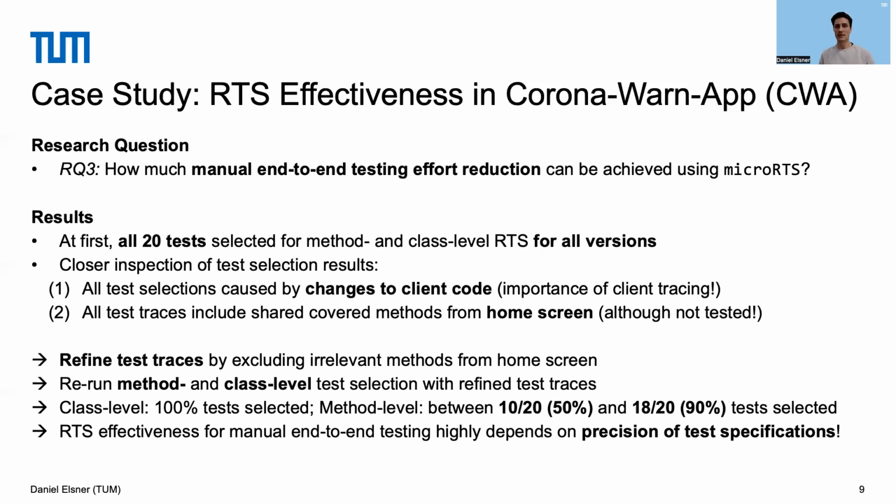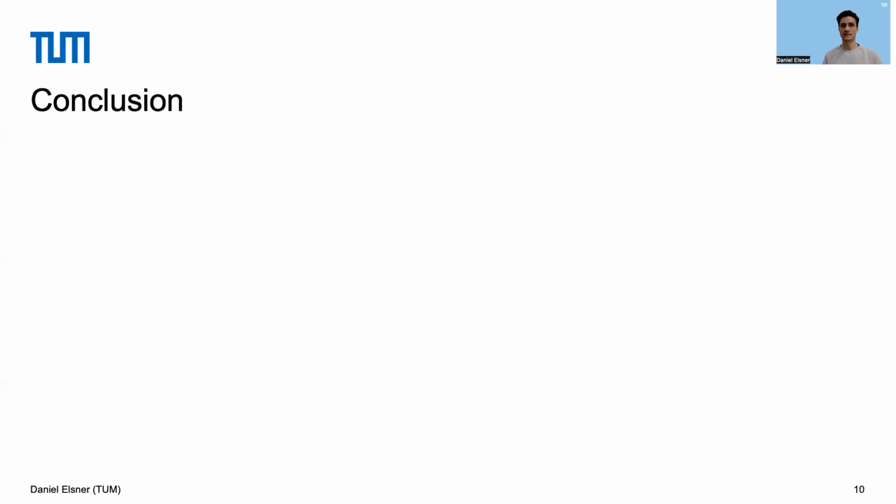But for method level, we see that we are able to reduce the testing effort by 50 to 90%. And this makes us conclude that the RTS effectiveness really depends on the precision of test specifications.